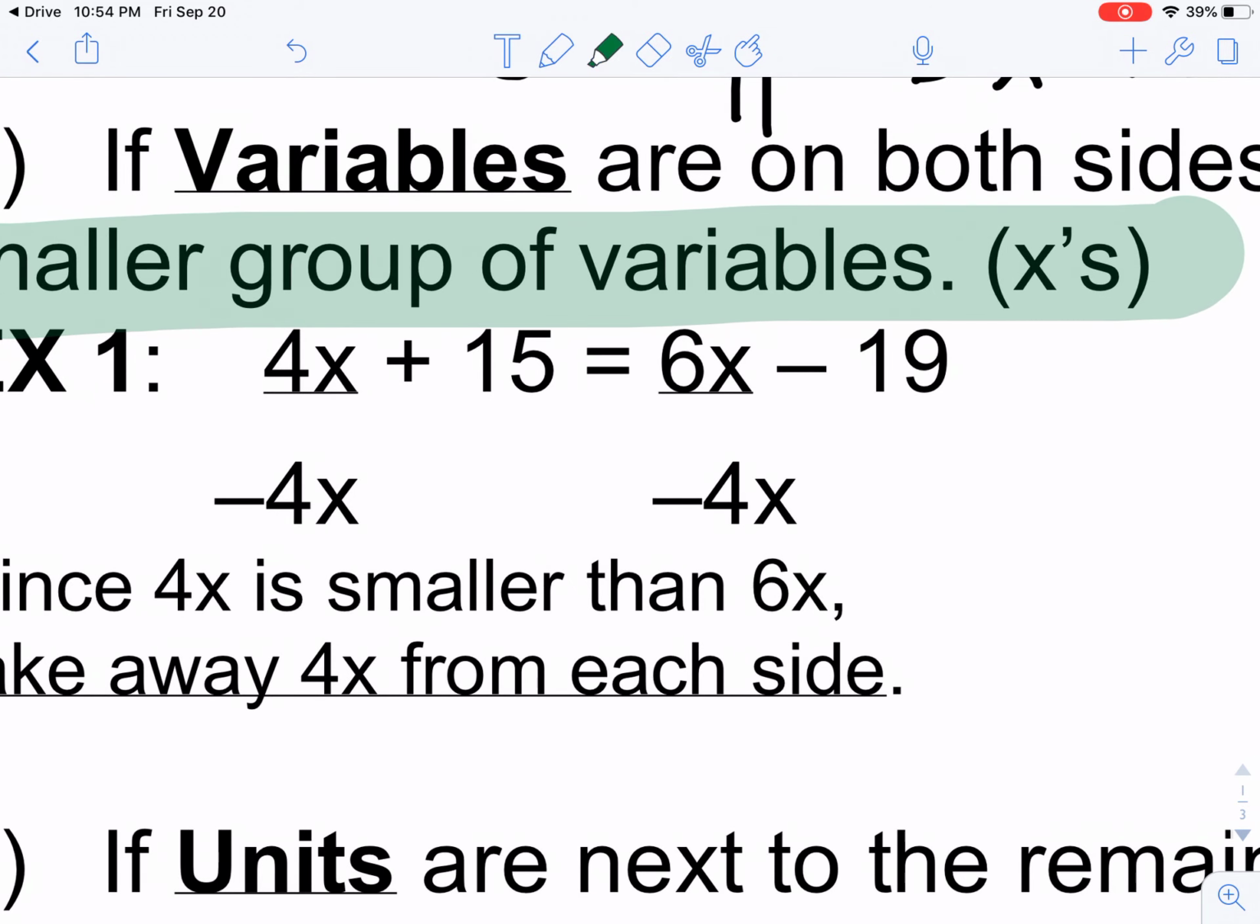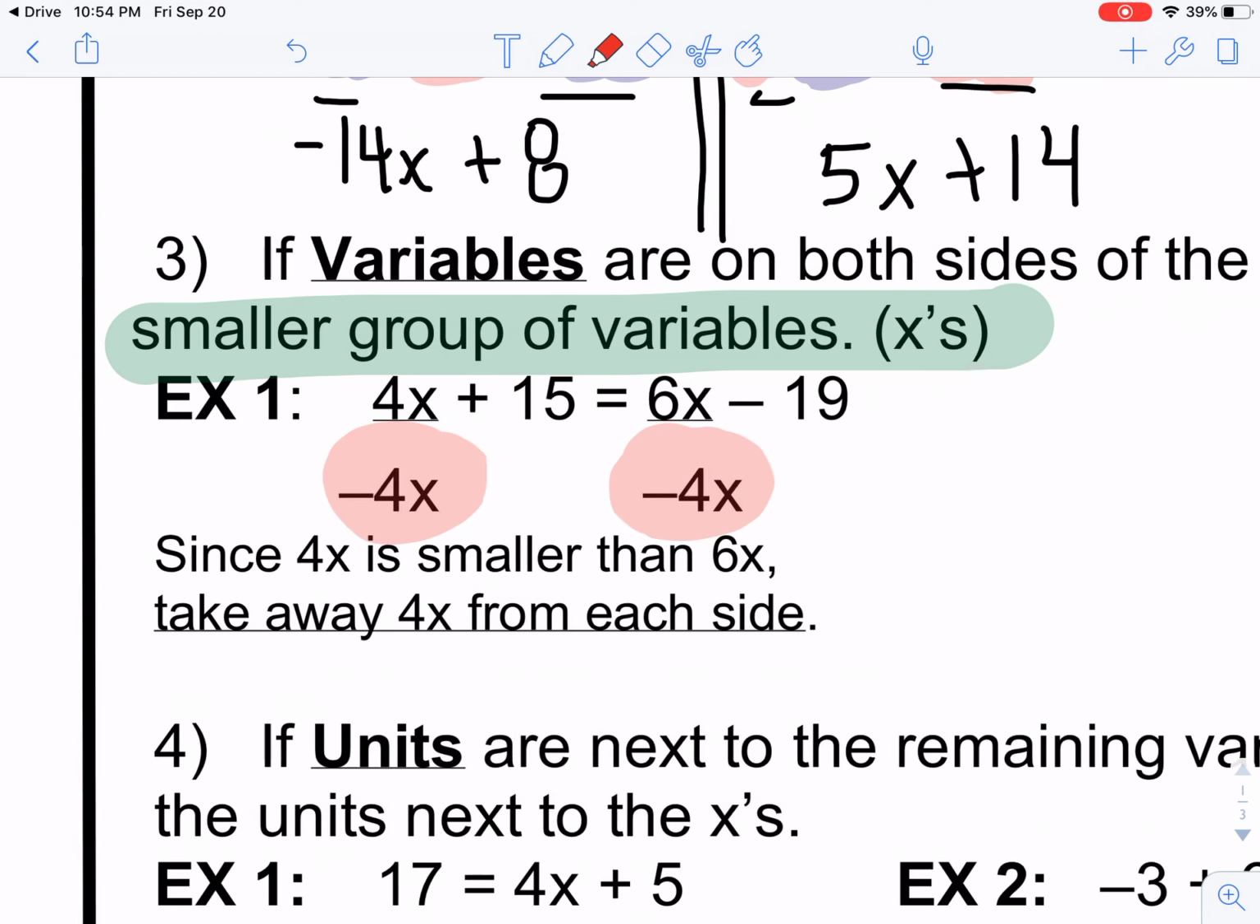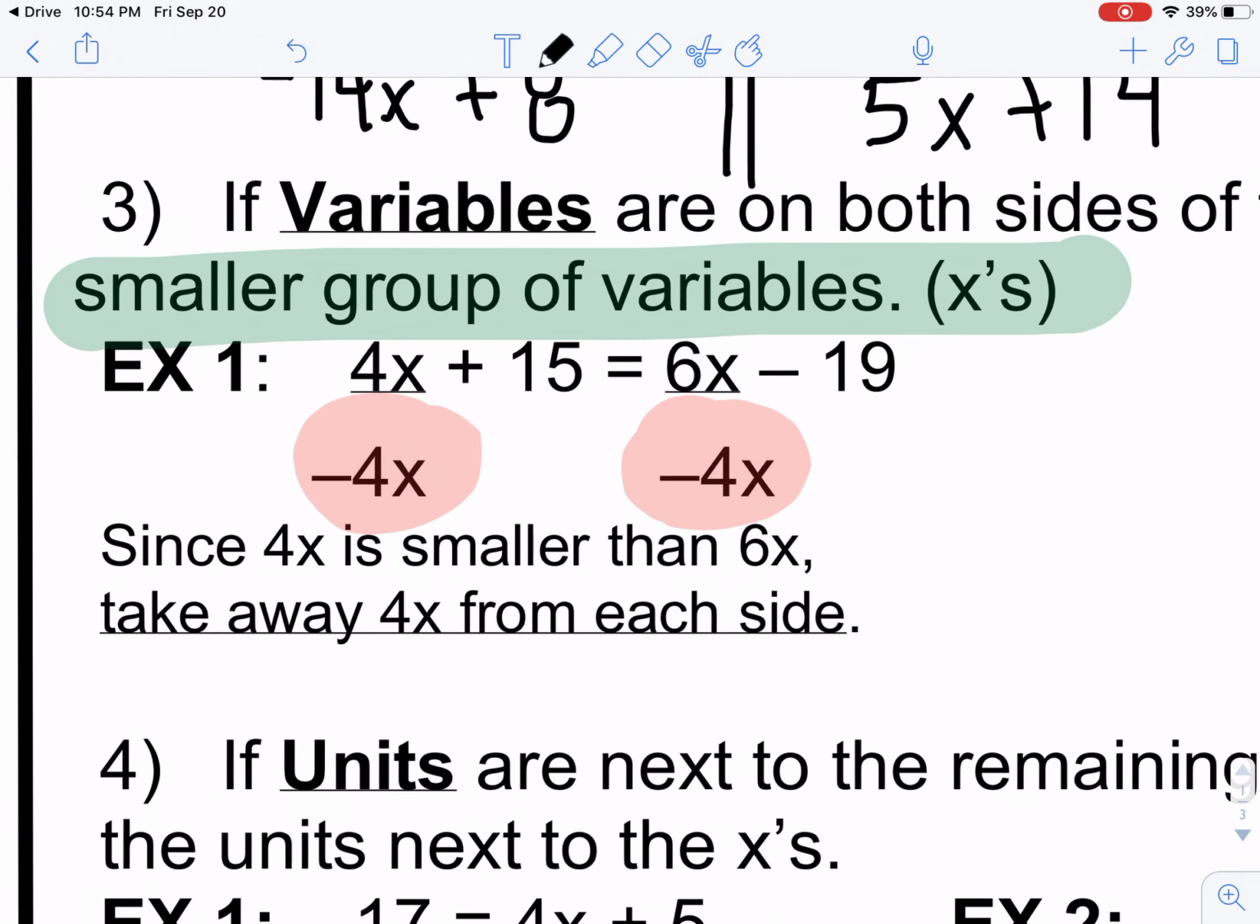We are going to remove the smaller group of variables. So we know that 4x is smaller. We're going to subtract 4x from both sides. Now, I want you to think why we would remove 4x instead of 6x. Well, hopefully you notice that if you subtract 4x from both sides, we are going to end up with a positive 2x.